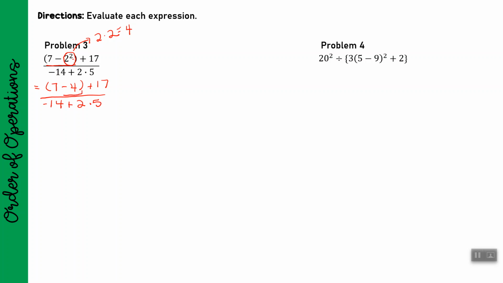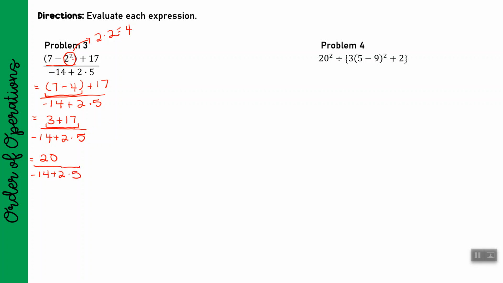Then I need to continue with my parentheses here, my grouping symbol. So I get 7 minus 4, so I get 3 plus 17. I dropped my grouping symbol there because I don't need it anymore. I evaluated everything that was inside them. Then again, I'm just worrying about my numerator first because this fraction bar acts as a grouping symbol. So I need to do each individual part first. 3 plus 17, so I get 20 all over negative 14 plus 2 times 5.